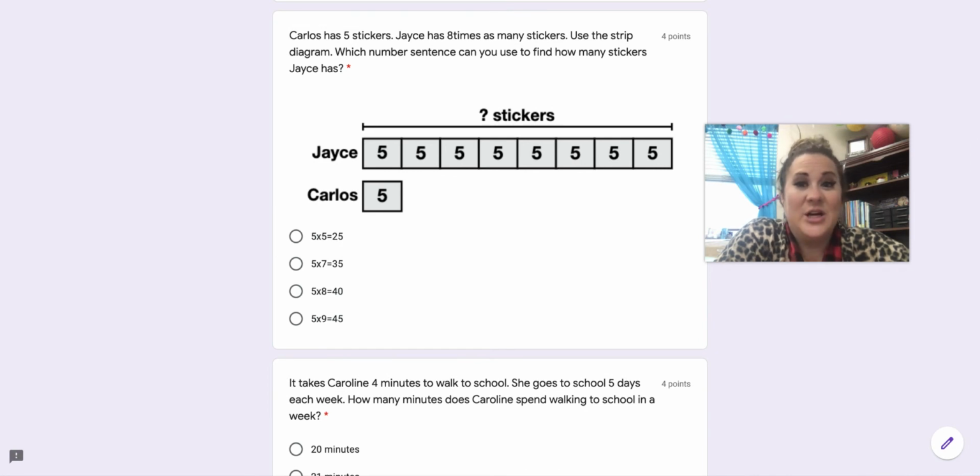Carlos has 5 stickers. Jace has 8 times as many stickers. Use the strip diagram. Which number sentence can you use to find out how many stickers Jace has?